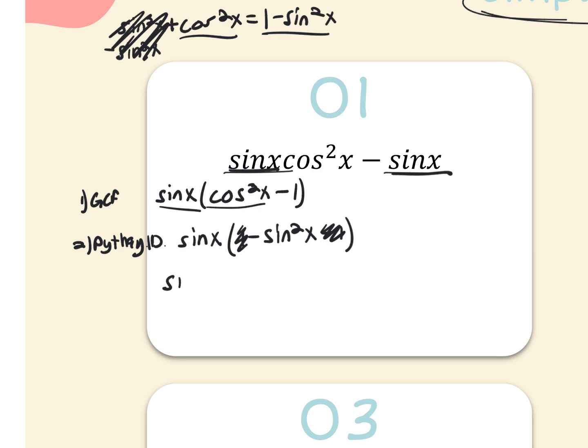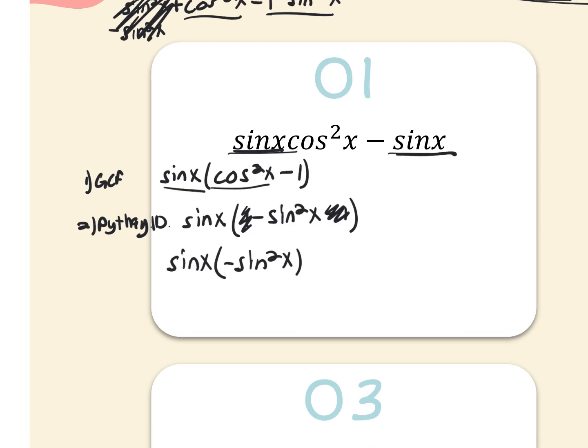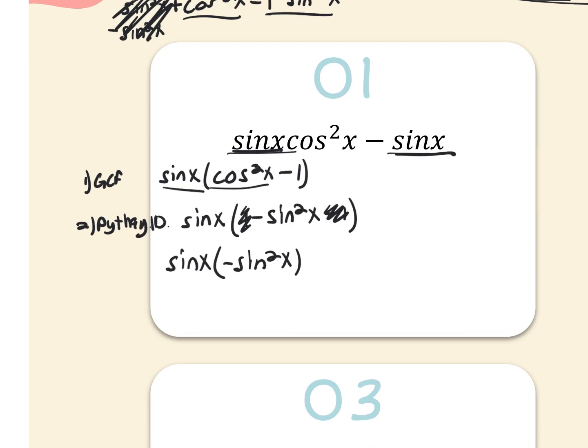So what you're left with is a sine of x times a negative sine squared x. And then all you have to do from here is just multiply. Sine times sine squared is sine to the third, and then we have a negative. So it is negative sine to the third x. And then this is our simplified expression.